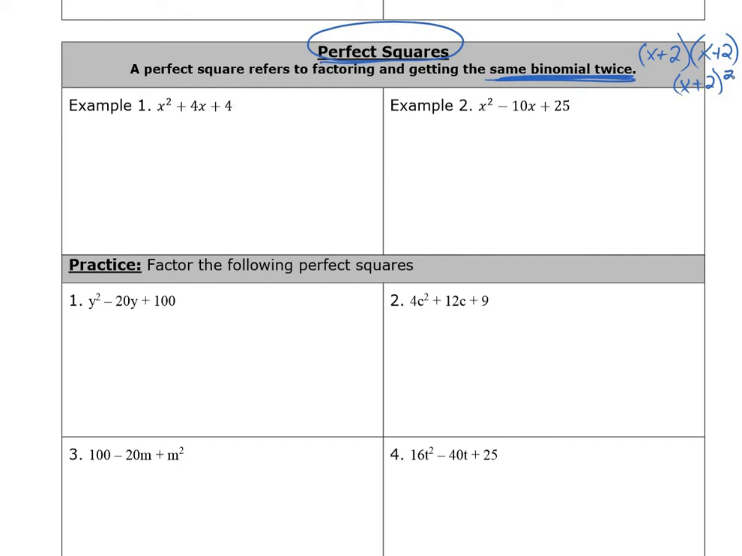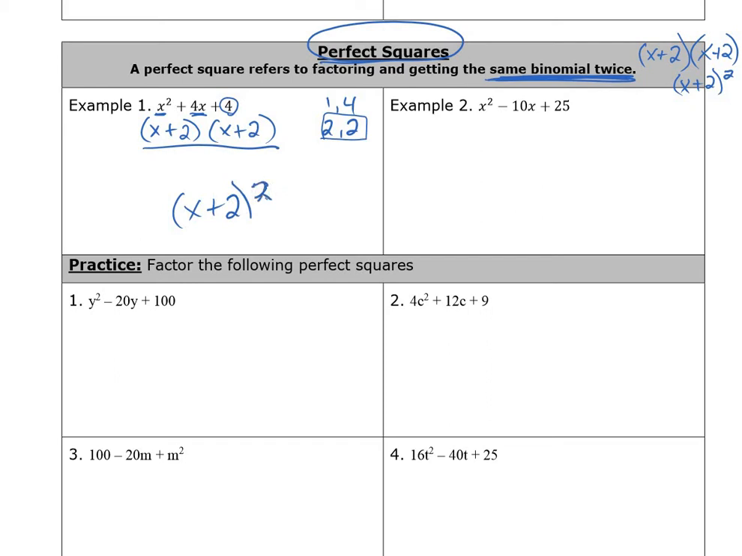So let's do an example. This trinomial does not have a coefficient, so we don't have to use the slide, divide, slide method. We simply go straight into factoring. It has an x squared, so we know the first component has to be an x. We list our factors of 4, 1 and 4, 2 and 2. We pick the pair that adds to give us 4 in the middle. That would be 2 and 2, so it's plus 2 plus 2. Therefore, it's a perfect square because we got the same binomial twice. You certainly can write it as x plus 2 squared.